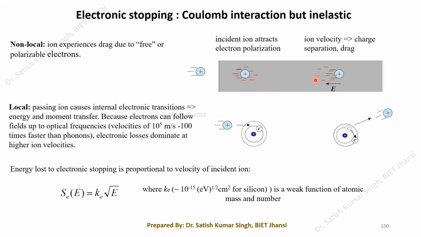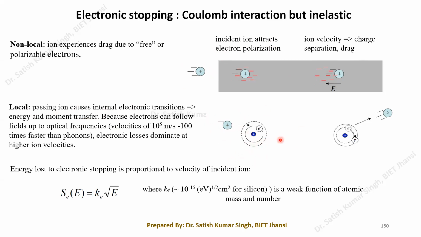Once there is a drag between the electrons, because of the net force of attraction due to the drag, it will try to retard the kinetic energy or the velocity of the ions. It will try to pull this ion, and once it starts pulling the ion, its velocity will reduce and it is going to lose certain energy. Similarly, in the case of local electronic stopping, the ion is going to interact with a particular electron.